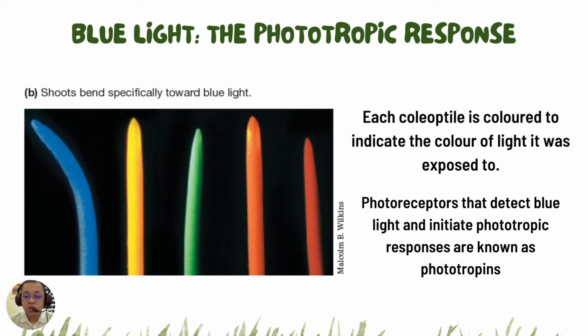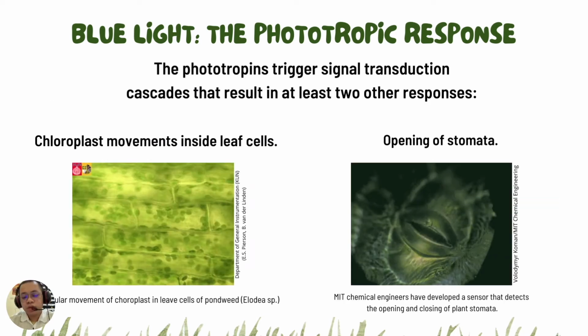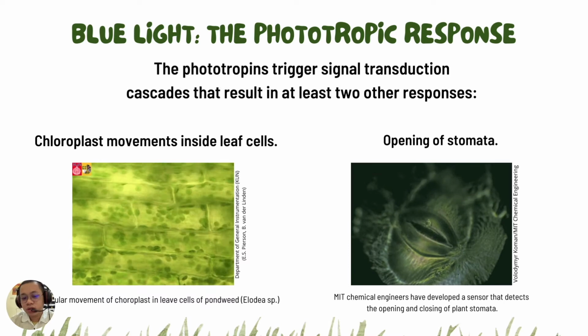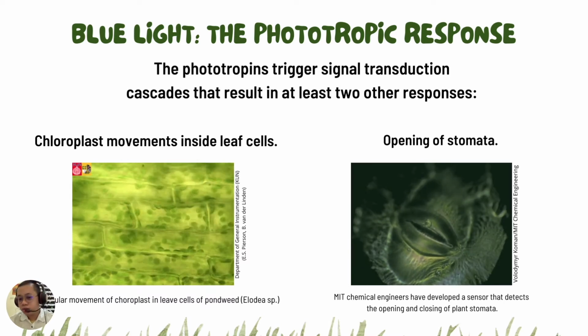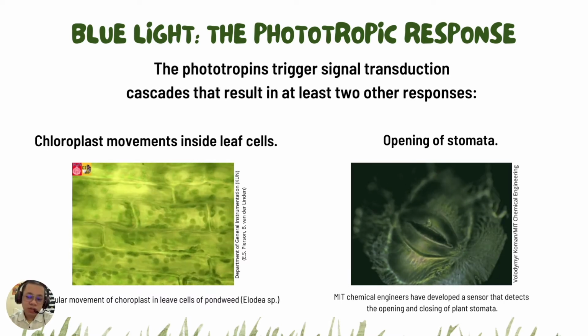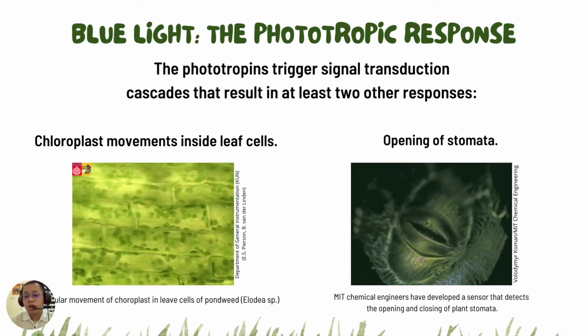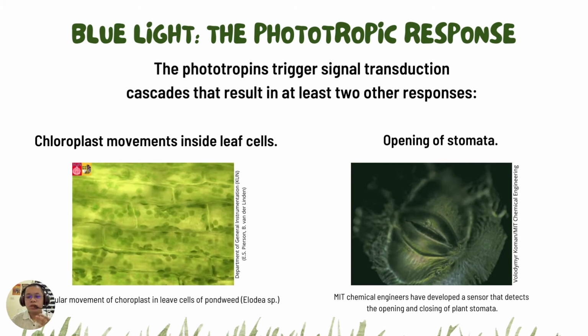We have these photoreceptors that detect the blue light and initiate phototropic responses. They are known as phototropins. The phototropins trigger the signal transduction cascades that result in at least 2 other responses. Given its importance to photosynthesis, it is not surprising that blue light triggers an array of responses. This is what I have said.